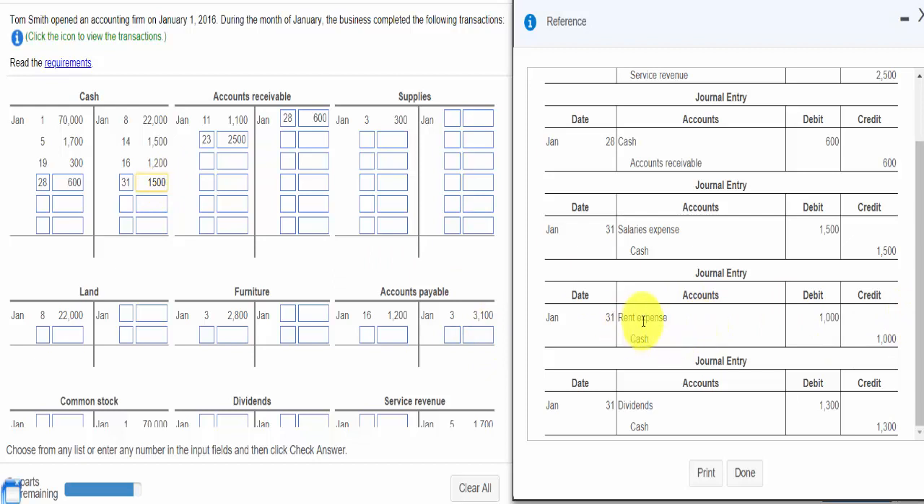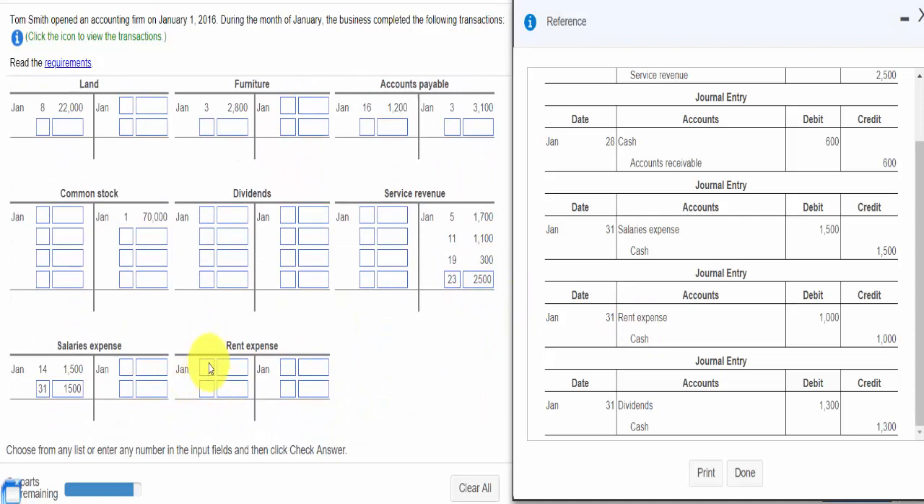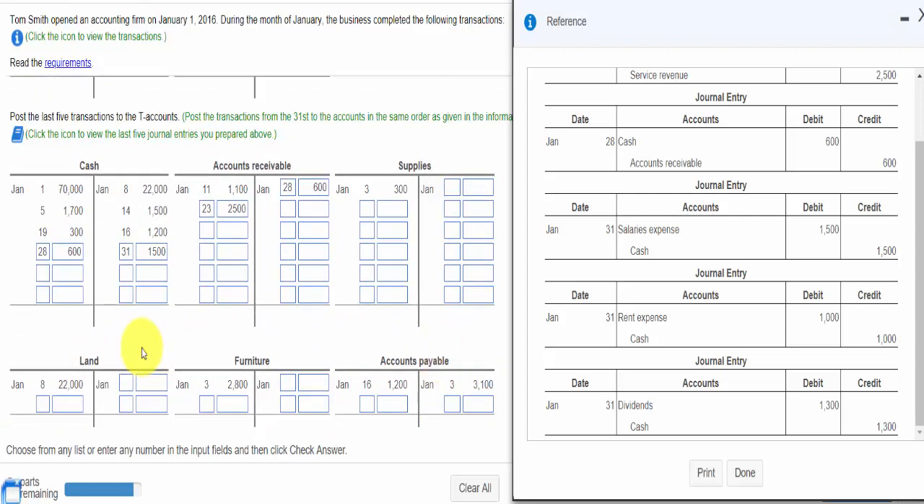The next entry is rent expense, debit. We will see the rent expense. Rent expense is debit on 31. Select 31 for rent expense, and rent expense is debit 1,000. And cash is credit. We will go to the cash account, select 31 and put the amount of 1,000. It is credit.